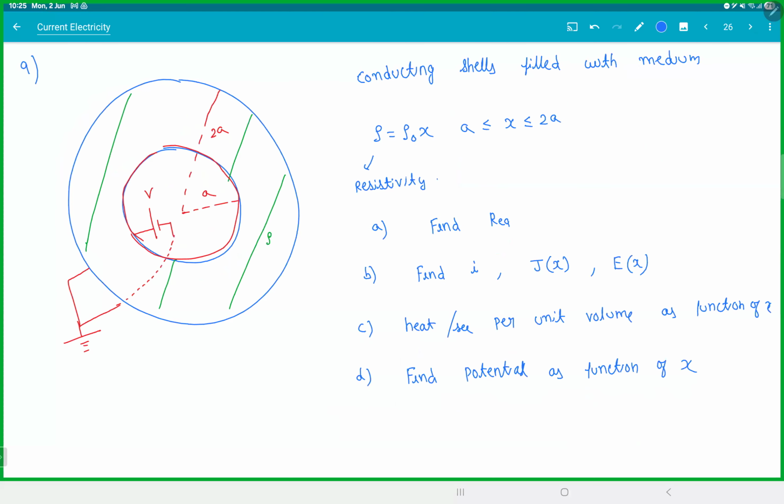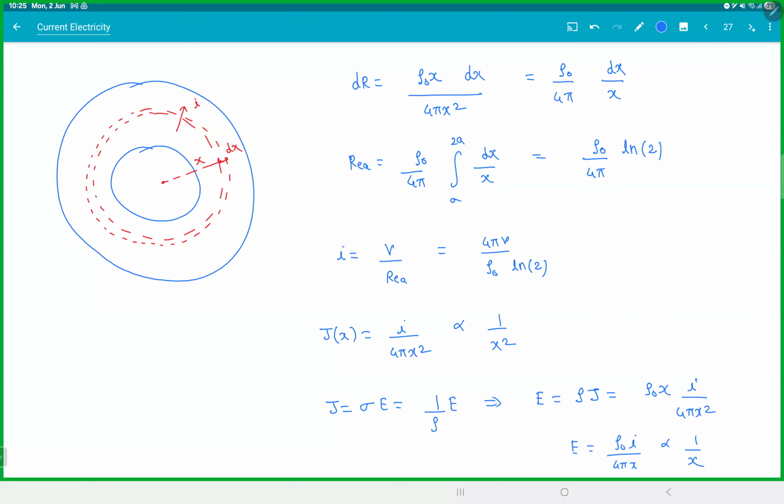We are not done yet. Find C and D. Find heat produced per second per unit volume as a function of x and find potential as a function of x. D is a good one. If you remember in heat transfer, the question was find temperature as a function of x. How will you find heat produced per second per unit volume and potential somewhere in the middle? When x is equal to a, potential was V. When x is equal to 2a, potential is 0. What about in the middle? Try. Heat produced per second per unit volume.